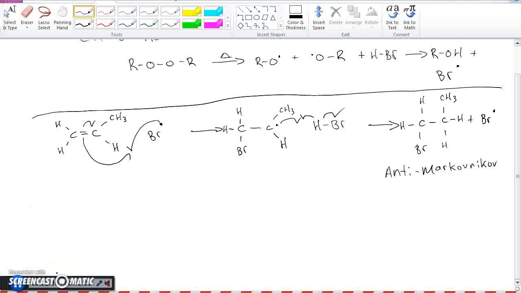Alright, so we got an idea of how we formed our bromine radical by adding in a peroxide to hydrobromic acid, which is shown above. Let's look at how the bromine radical will react with the alkene and how and why it adds anti-Markovnikov.